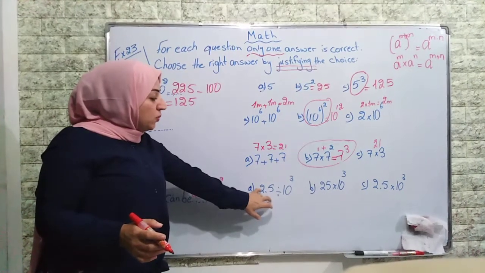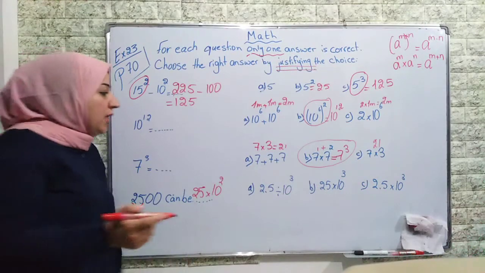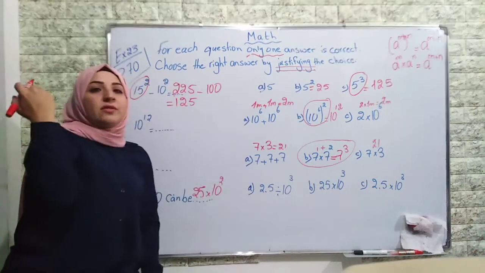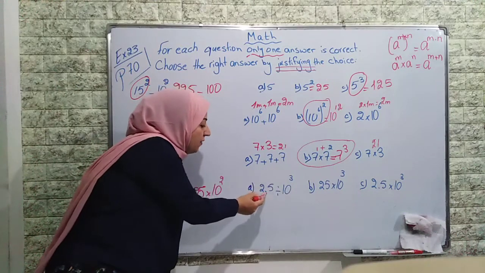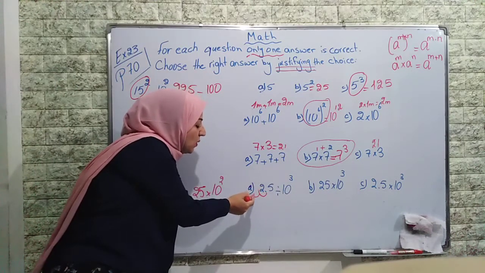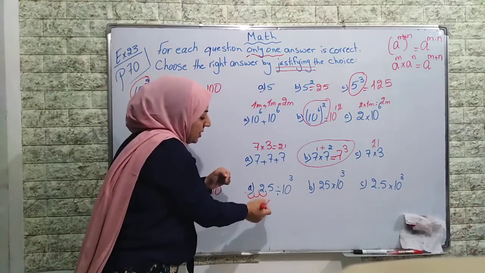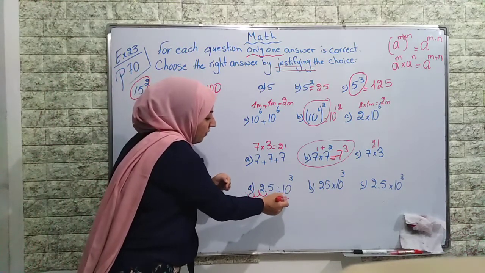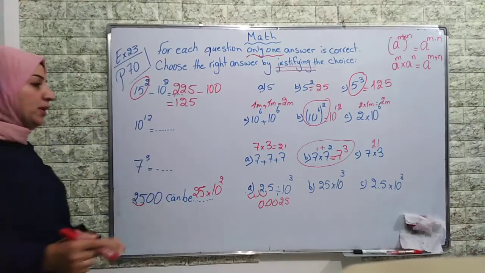If I divide 2.5 by 1000, then my number will be very small, okay? We know from grade 4 and 5 that when we have to divide by 1000, I have to move the decimal point 3 times. 1, 2, 3, and put a point here. So this one will be 0.0025. Fine. It's not our answer. So let's move to the other one.